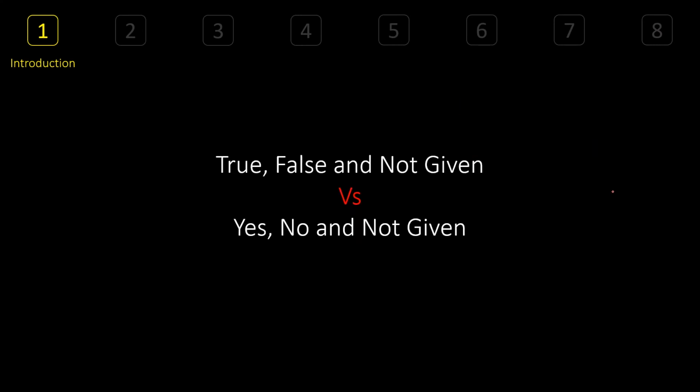Most people have the misconception that if I write true, false, not given, or if I write yes, no, not given, it's one and the same. No, it's not one and the same. This is one of the biggest mistakes people make. If the question says clearly it's true, false, and not given, you're supposed to write this one. If the question says yes, no, and not given, you're supposed to write this one.